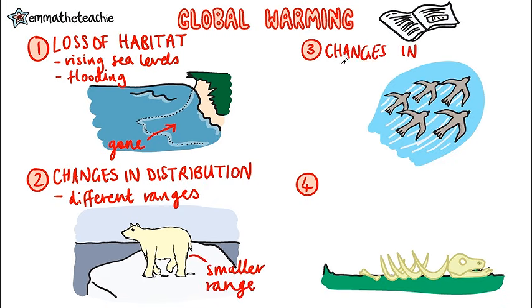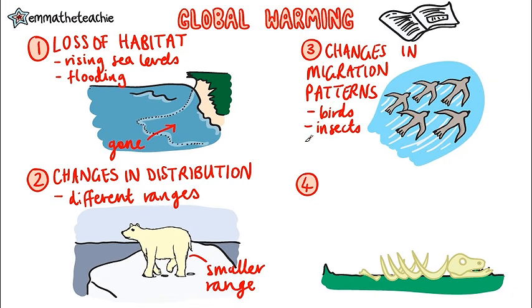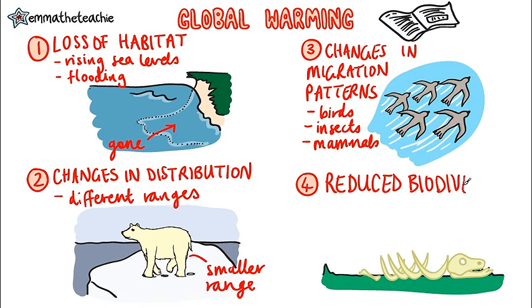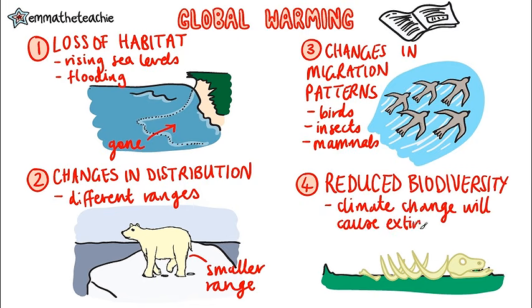Global warming will also cause changes in migration patterns. Many species of birds, insects, and some mammals move around the world with the seasons, but this may change as the climate changes. And finally, it will cause reduced biodiversity. Climate change will cause the extinction of many species, as they are unable to survive in a changing environment.